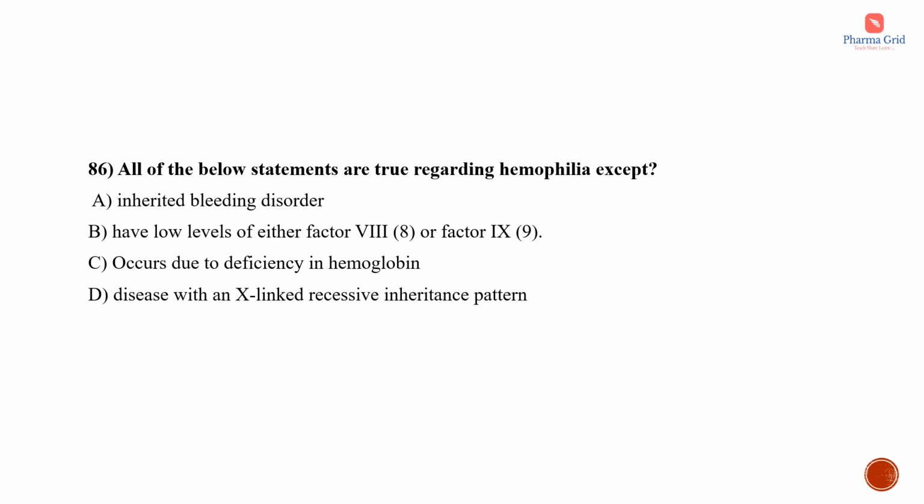Question number 86. All of the below statements are true regarding hemophilia except: the options are inherited bleeding disorder, have low levels of either factor 8 or factor 9, occurs due to deficiency in hemoglobin, disease with an X-linked recessive inheritance pattern. In the question they have asked about the wrong statement regarding hemophilia. So here the correct answer is option C, that occurs due to deficiency in hemoglobin. Remaining all other options are correct regarding hemophilia.